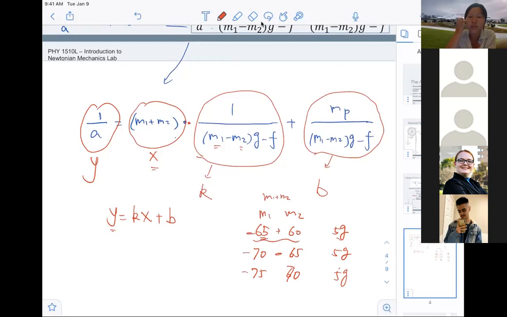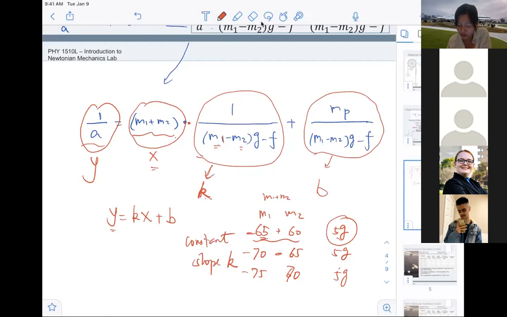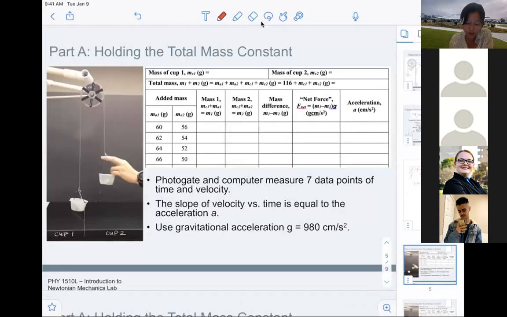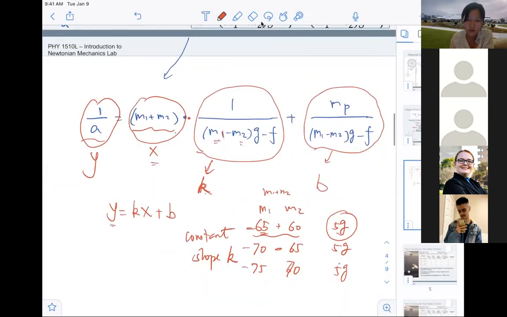So here, what you're keeping as a variable is the total mass, and you get different acceleration. You can see what we kept constant. We want to keep M1 minus M2 constant because now it is in our slope, and we needed a constant slope K, right? Okay, so that is part B. Before we go look at the data table, are there any questions on the theory part? Any questions?